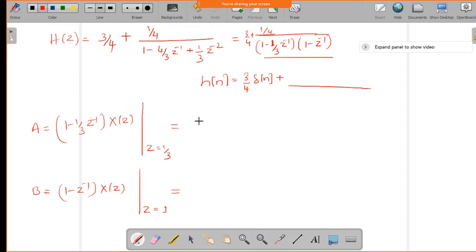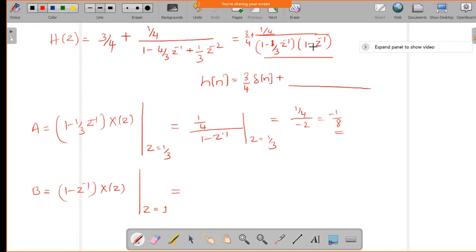So I can find out. If you put x of z, this will cancel each other, and you will remain with 1 by 4 divided by 1 minus z inverse at the value of z equal to 1 by 3. So now if you substitute z equal to 1 by 3, the z inverse will become 3, and 1 minus 3 will be minus 2, and it will become minus 1 by 8. So are you getting the value minus 1 by 8?